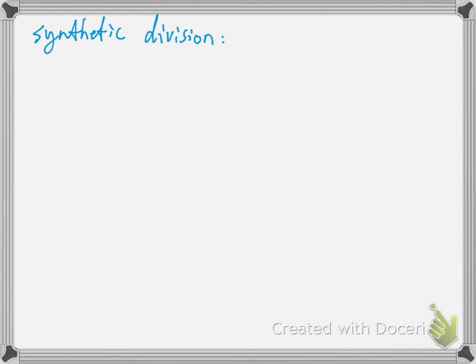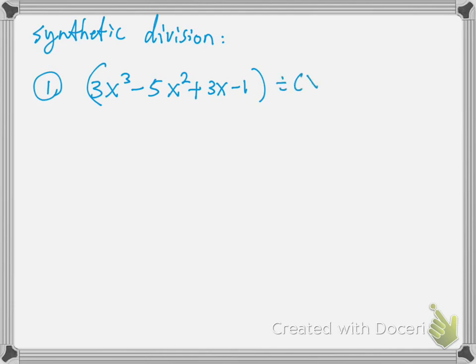So I'm going to do the first one, and then talk about the important things of the second example, and then leave the second example to you as an exercise. Okay, so now the first one is 3x cubed minus 5x squared plus 3x minus 1 divided by x minus 2. So we want to find the quotient q(x), and then we want to find the remainder r.